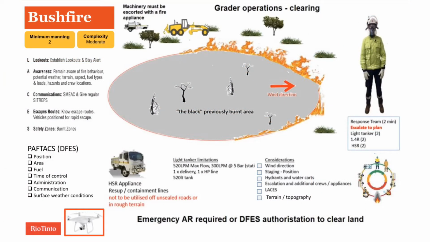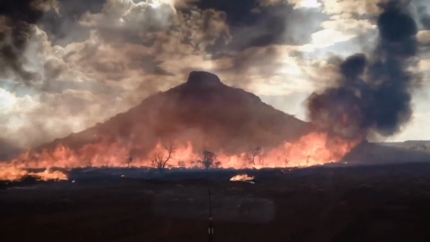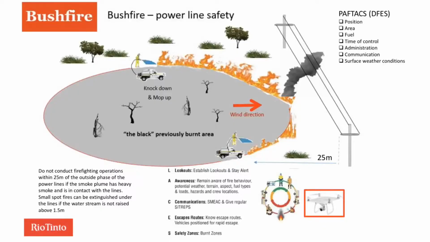Utilising machines is also an effective method of containment. Machines should always be under escort with a firefighting vehicle and have suitable communications. Power and transmission corridors can be used to form effective containment line. However, there are considerable safety hazards when working in these areas.